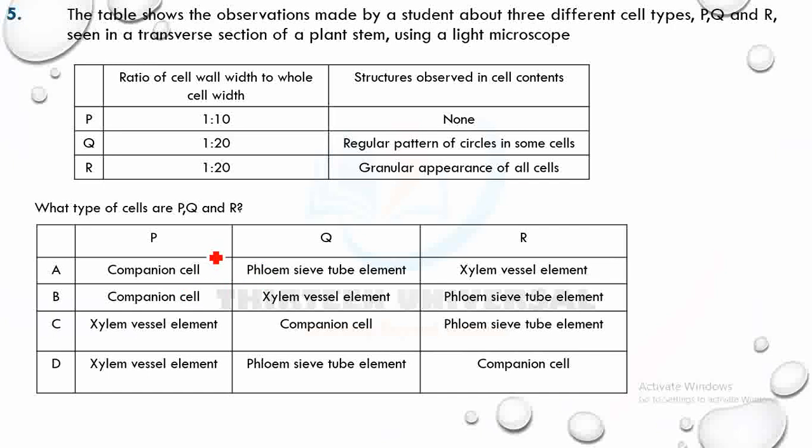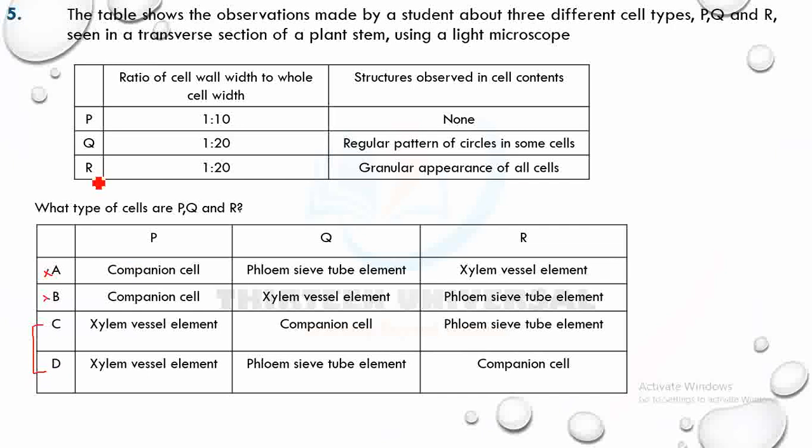So out of these companion cell, phloem C2, xylem vessel, which one does not have any cellular component? Of course, companion cell has cellular component. Okay, do you get? But xylem vessel element does not have. So we are focusing on C and D.